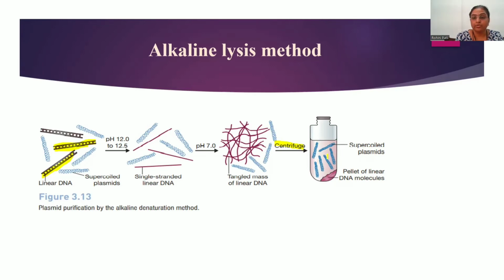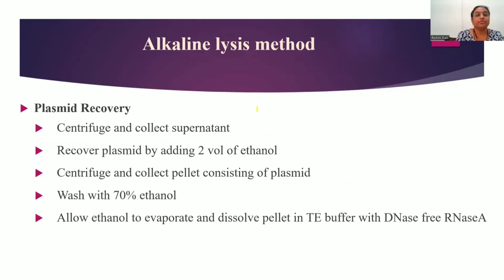Now this supernatant has to be collected, and after collection there will be the plasmid recovery, which is done by adding 2 volumes of ethanol. Ethanol is a dehydrating agent, so it is going to dehydrate the plasmid DNA, and the plasmid DNA is going to pellet out, or get precipitated. After centrifugation we get the pellet of the plasmid DNA, which is washed with 70% ethanol, and the pellet that we have got is then dissolved in TE buffer.